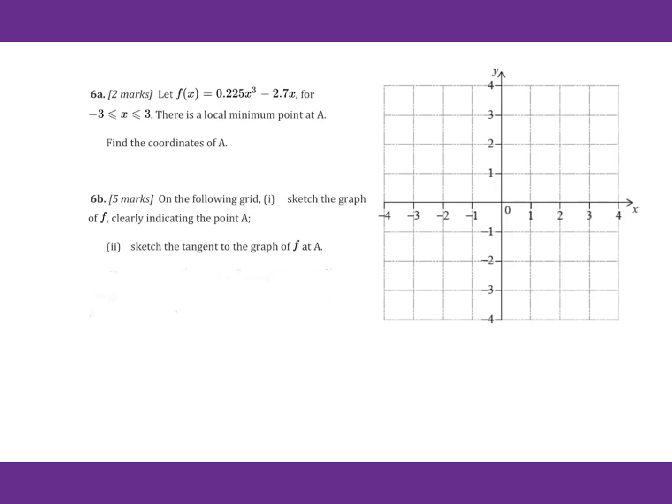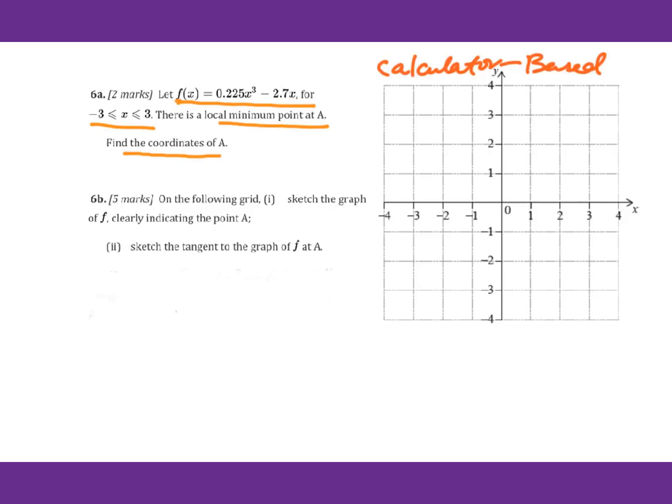This video is about review for calculus, calculator-based, continued. Look at 6a. Let f of x equal this, for x between -3 and 3. There is a local minimum point at A. Find the coordinates of A.